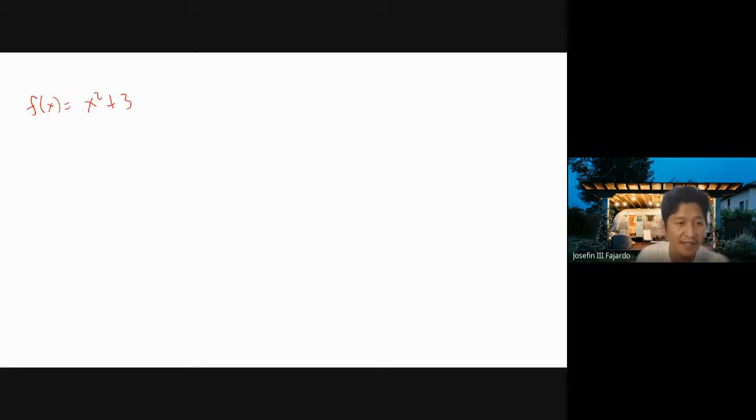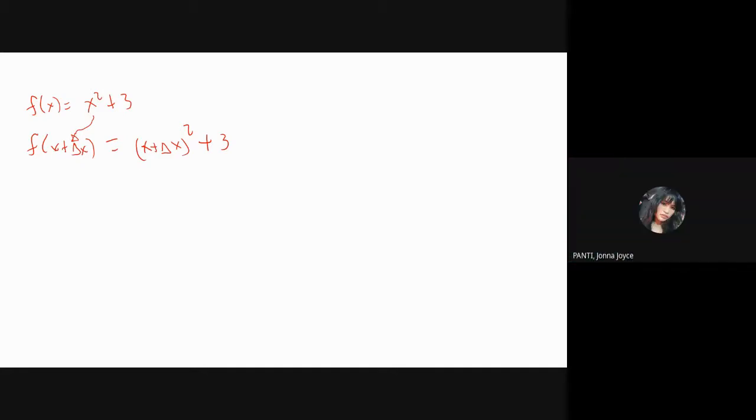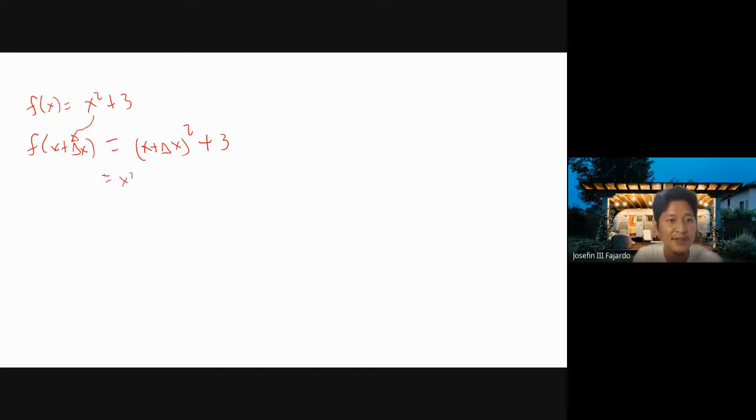So if I try to find f at x plus delta x, ano mangyayari? Di ba pag f of x, x yung papalitan. Pero dahil ang nasa loob ay x plus delta x, papalitan natin si x ng x plus delta x. Mangyayari, we have x plus delta x quantity squared plus 3. Nakuha ba to? Parang itong x na to, pinalitan ko lang nitong x plus delta x. Can you follow? Yes po. So, magiging x squared plus 2x delta x.